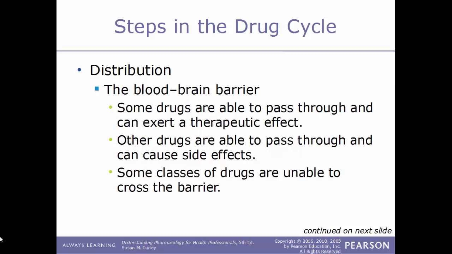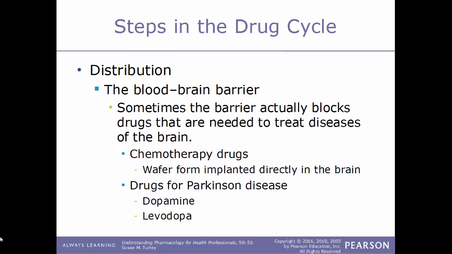Now, some drugs are able to pass through and can exert a therapeutic effect, and other drugs are able to pass through and can cause side effects. And there are some classes of drugs that are completely unable to get across this barrier. And sometimes the barrier actually blocks drugs that are needed to treat diseases of the brain. For example, chemotherapy drugs. So a way to work around this is to insert a wafer form of the drug that's implanted directly into the brain. Some other examples of drugs that are needed to treat the brain but can't get past this blood-brain barrier are drugs that treat Parkinson's disease, such as dopamine and levodopa.